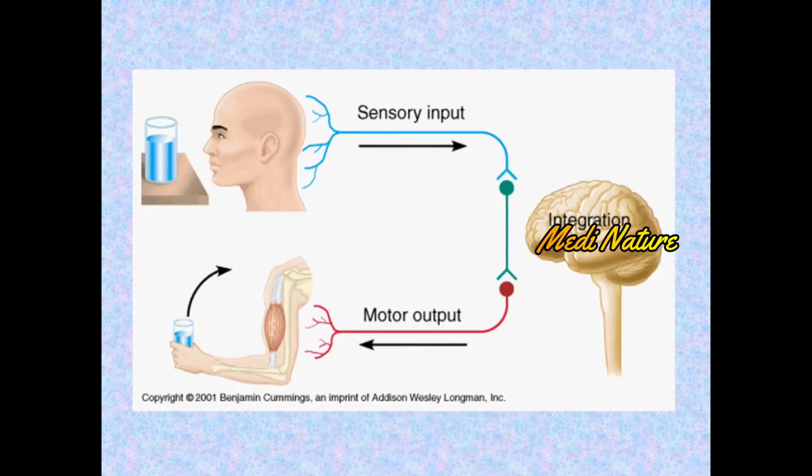This image will give you the idea about the afferent and efferent divisions. You can see that sensory input goes through the afferent division to the brain, and there it is integrated and identified. Then it starts to respond through the motor output, that is the efferent division, which goes to muscles and glands of the body and makes a response.